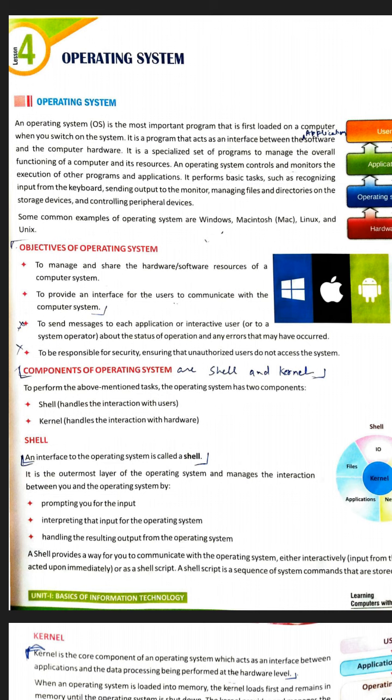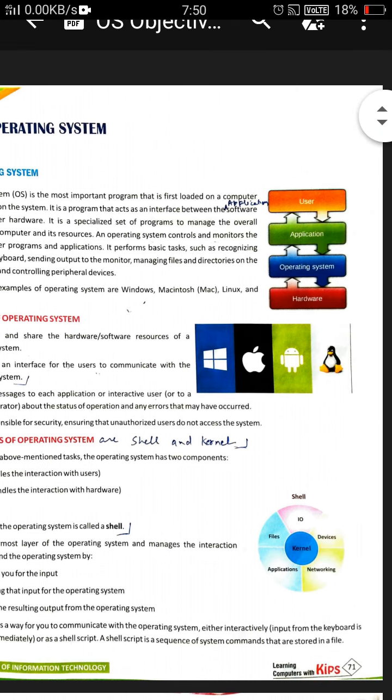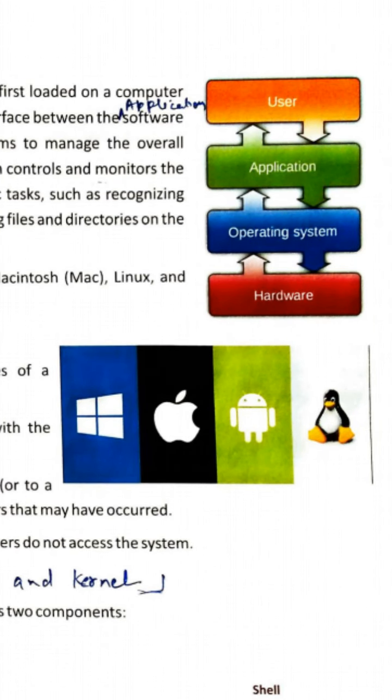I am showing you with the help of the diagram. Have a look at this diagram. At first, the user communicates with the application, and the application communicates with the operating system. Finally, the operating system communicates with the hardware. In turn, the hardware gives the response back to the operating system, the operating system gives the response back to the application, and the application, here the application software, finally gives the output to the user.